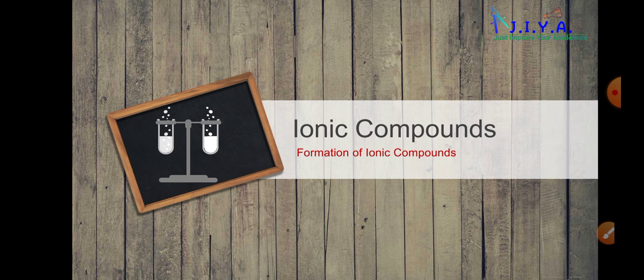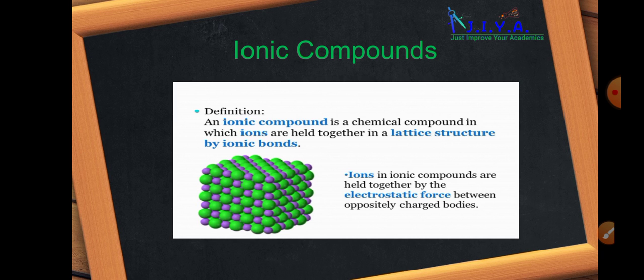Now, what are ionic compounds? As we have seen, an ionic bond is formed between metals and non-metals. This ionic bond results in the formation of ionic compounds. So, let us see, what are ionic compounds? An ionic compound is a chemical compound in which ions are held together in a lattice structure by ionic bonds.